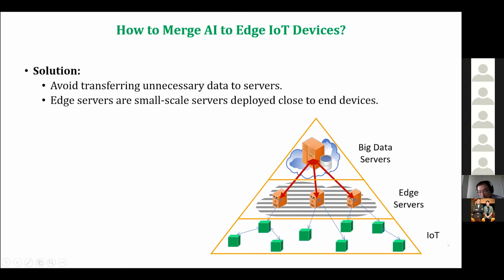In the traditional way, for example, these green blocks are sensors. The traditional way requires these devices to send all the data to the cloud server. But here we need to avoid this, because this will increase the workload, the communication load of the server and the communication network. It's unnecessary. If this IoT device has some power to process the data, then the data should be processed by the IoT device. That's the first point.